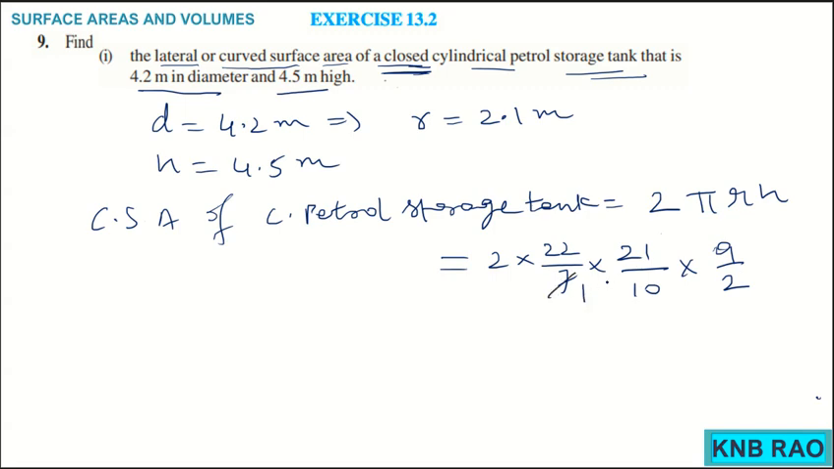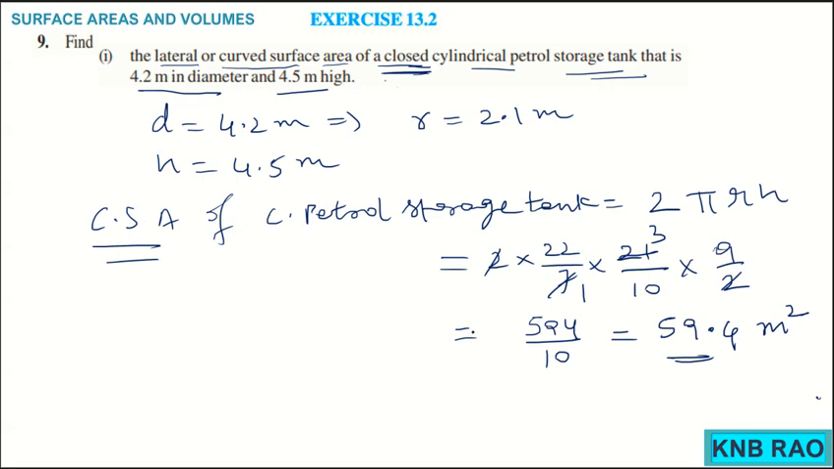Now 7 ones are 7 threes are 21, and 2, this 2 get cancels. Now we need to multiply 22, 3 and 9. So if you calculate the product, you will get 594, and by 10, which is nothing but 59.4 meter square. This is the curved surface area of that cylindrical petrol storage tank. Now moving on to the question number 2.